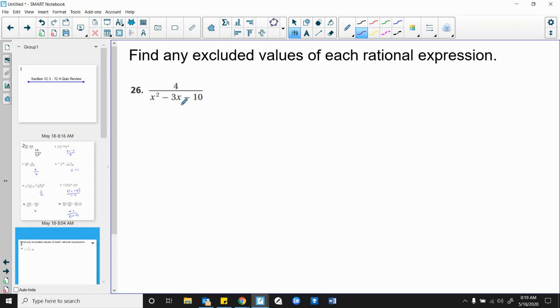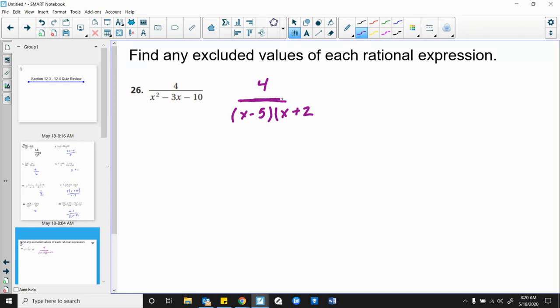So in this case, what we do is we factor this first. We've got 4 over, and I'm looking at what multiplies to give me -10 that'll add to give me -3. Hopefully, you're thinking of x minus 5 and x plus 2. Again, -5 times 2 is -10. -5 plus 2 is -3. So we're all good there.